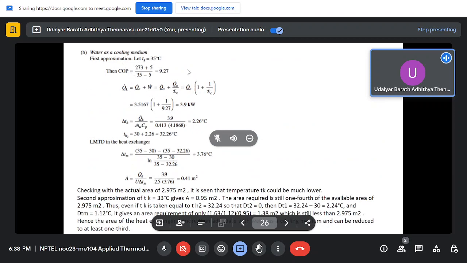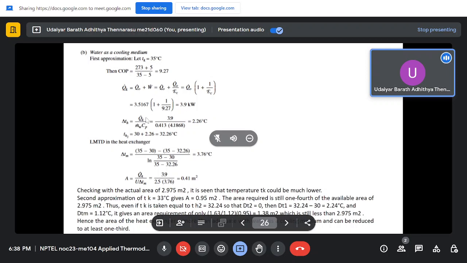So now we find out the COP again. 273 plus 5 divided by 35 minus 5. So this will come out to be 9.27. So your COP is more. Now they say heat rejected is again Q naught, which is heat taken in, plus W. So for Q of 1 ton, 3.52, your Q rejected will come out to be 3.9 kilowatt. So 3.9 kilowatt of heat has to be rejected.